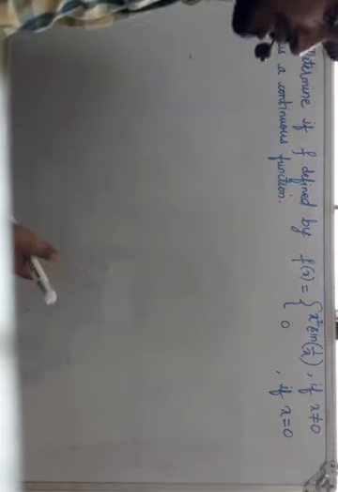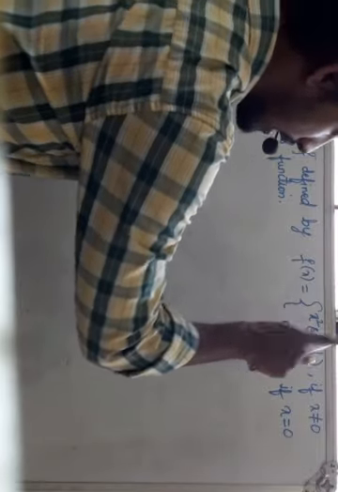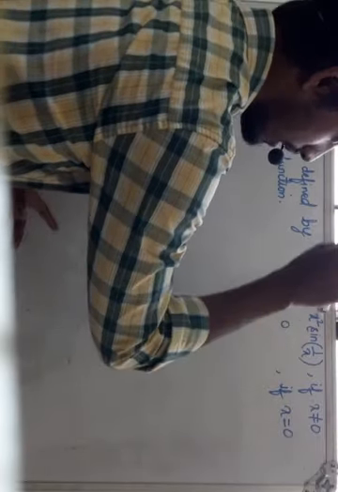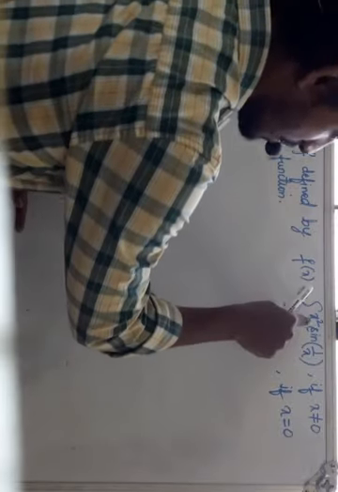When we consider numbers other than 0, that is numbers less than 0 and greater than 0, the output is x square into sine of 1 by x. So the less than 0 as well as greater than 0 cases are both included in this first branch itself.